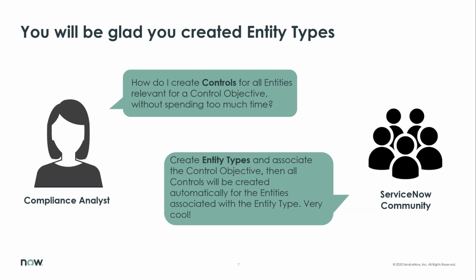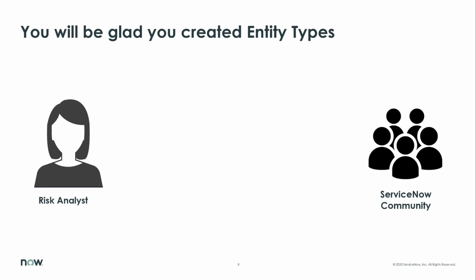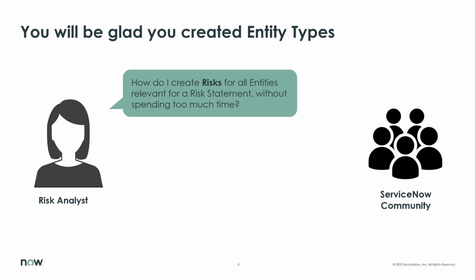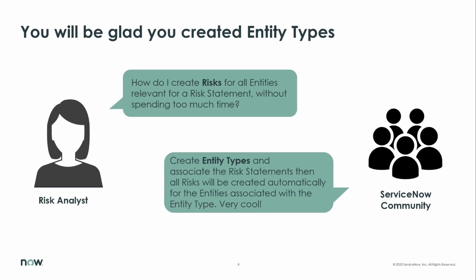Let's have a look at the way it works for risk. So let's say again, same situation, I'm a risk analyst, and I need to create risks for a particular risk statement. It works exactly in the same way, right? You create entity types, associate them with risk statements. Individual risks will be automatically created by the system whenever there is a new entity that gets created and there is an association that happens between entity and risks. Excellent. It saves me time.